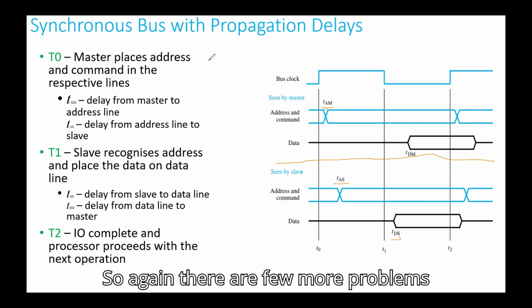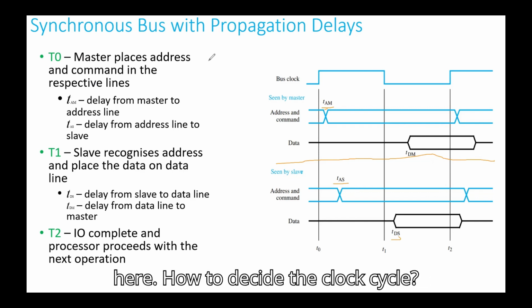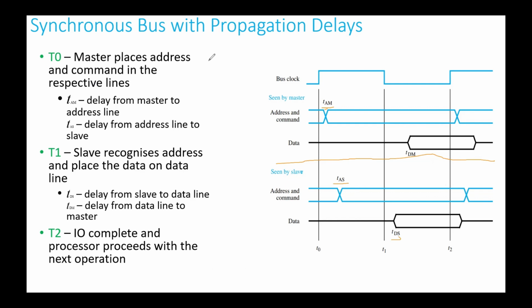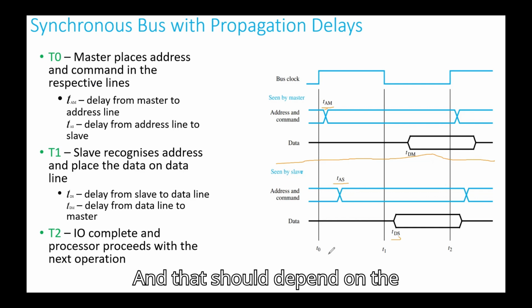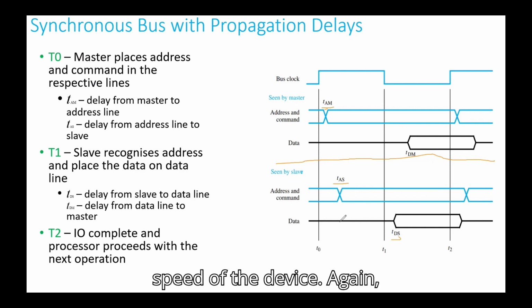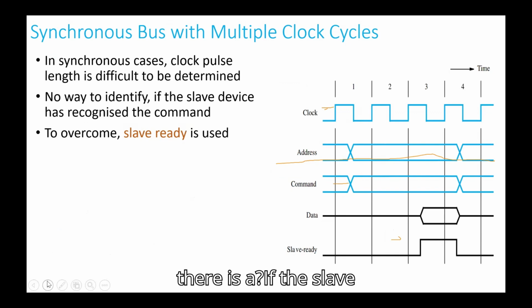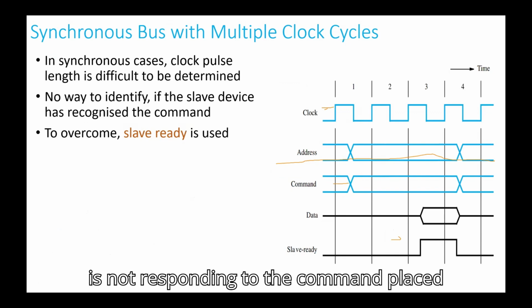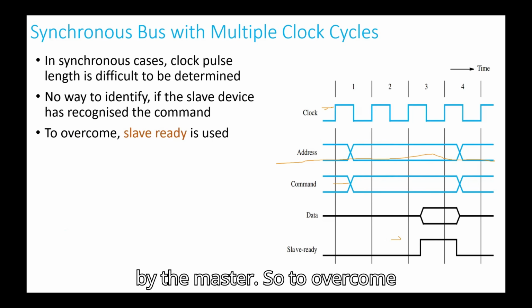So again, there are a few more problems here. How to decide the clock cycle? How long should the clock cycle be? And that should depend on the speed of the device. Again, another problem is how do we recognize if the slave is not responding to the command placed by the master?